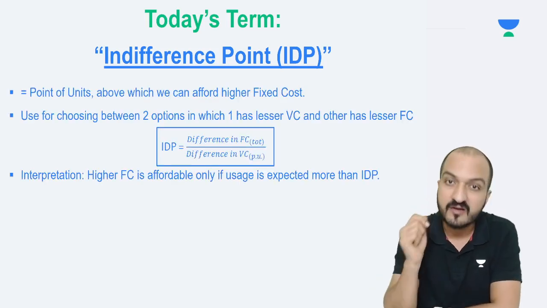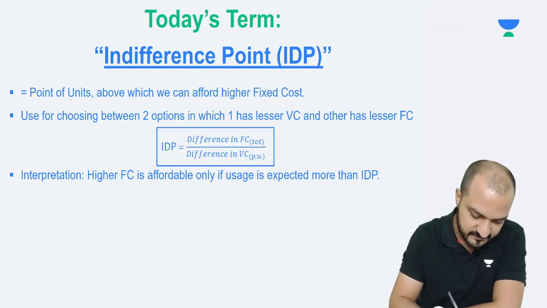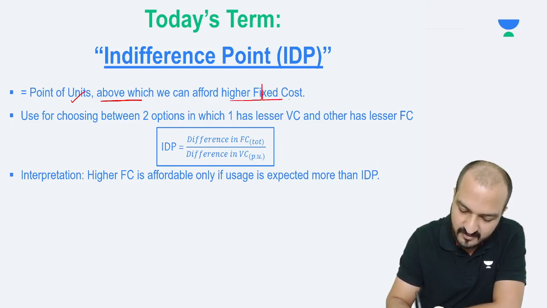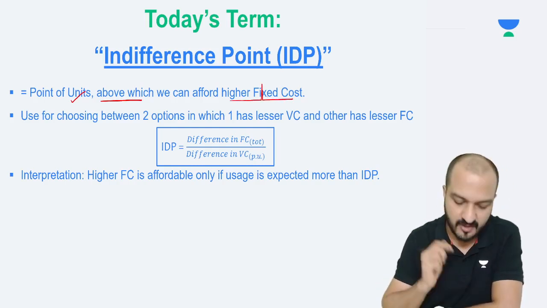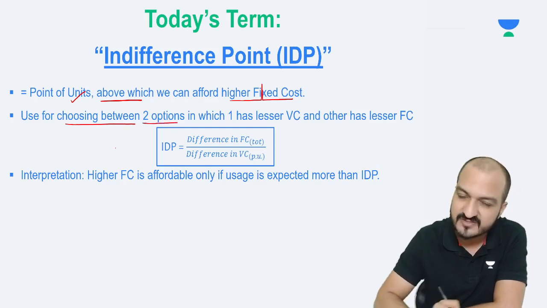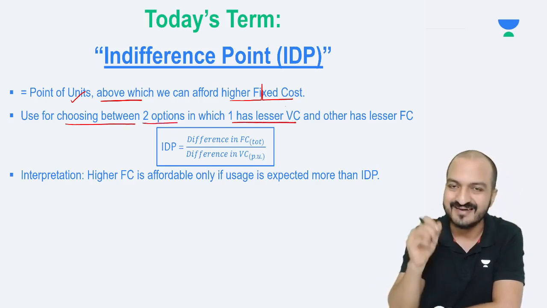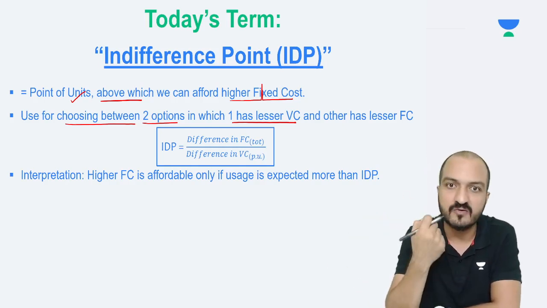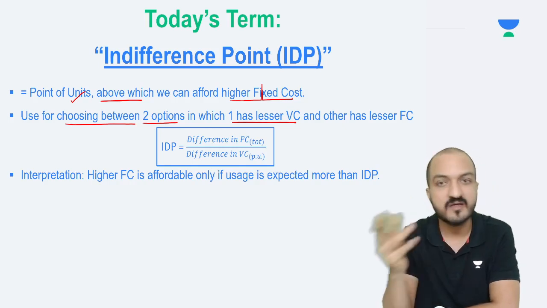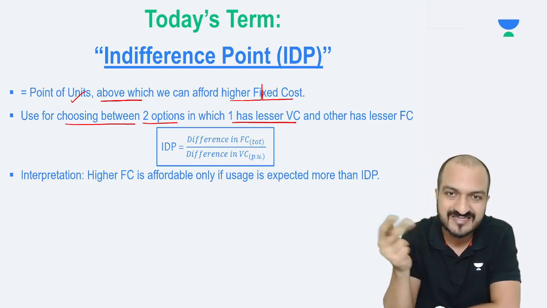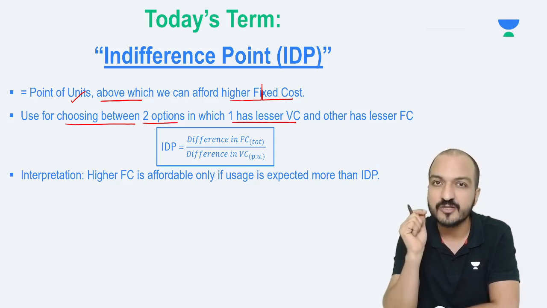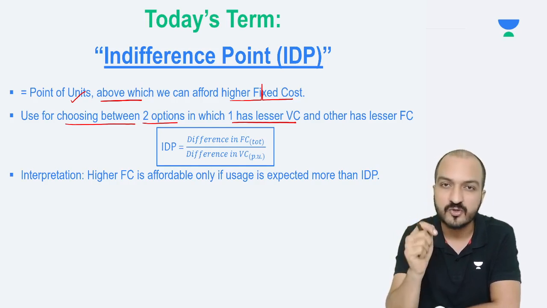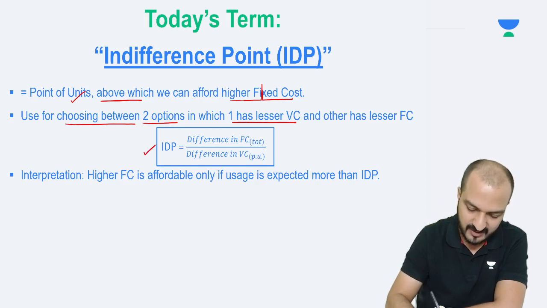Indifference point is basically a point of units above which we can afford a higher fixed cost level. Normally, it is required when you are choosing between two options in which one option has lesser variable cost, and the other option has lesser fixed cost. So one option is cheaper when you compare variable cost, but when you compare fixed cost, the other option seems to be cheaper. So how will you decide which option you should choose? Which option you should choose will depend on what your usage is. And for that matter, we use the concept called indifference point.